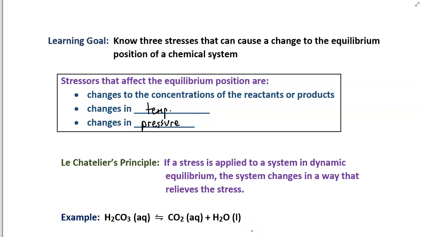If a chemical system is in equilibrium, meaning the rate of the forward reaction is equal to the rate of the reverse reaction, but then one of these changes occurs to the system, then the equilibrium position is going to change, meaning that the relative concentrations of the reactants and products are going to change.